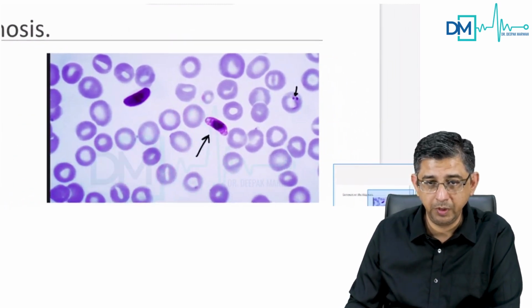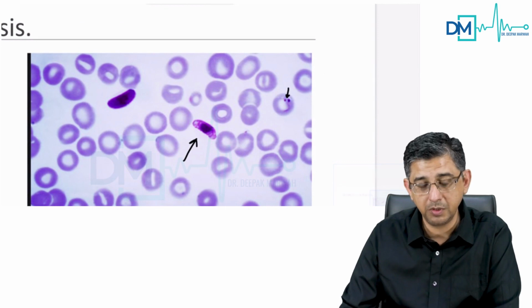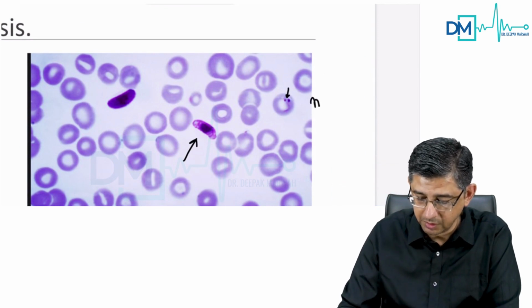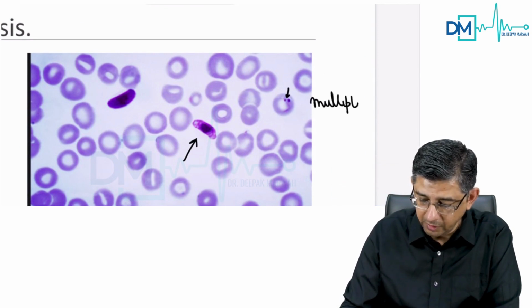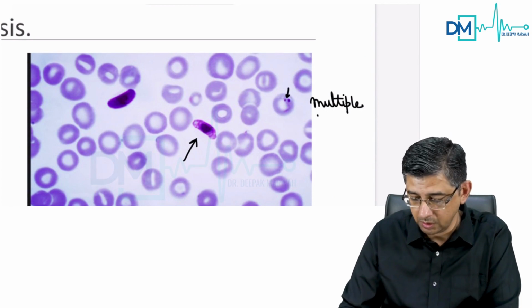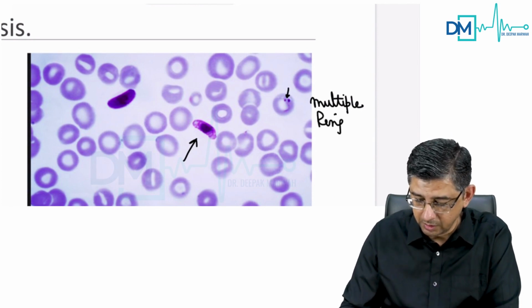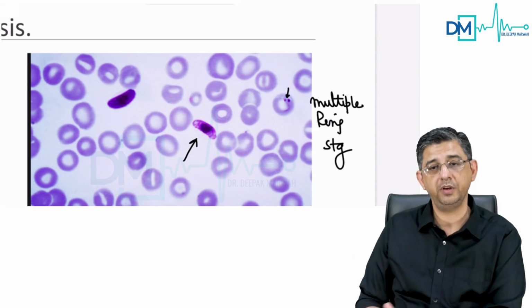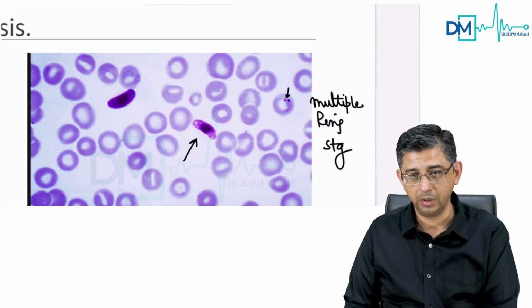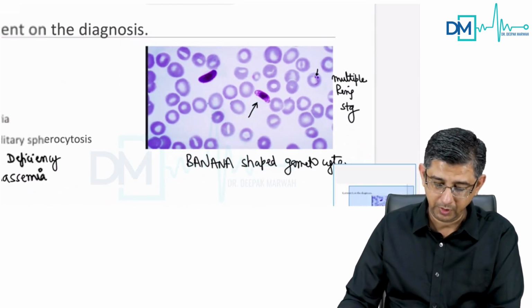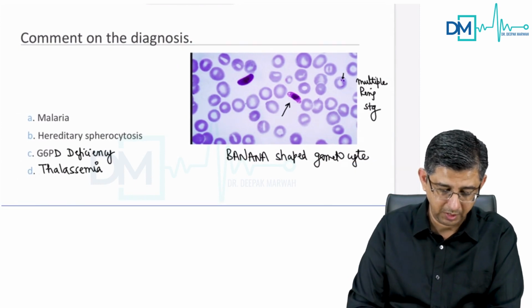In fact, I can just zoom in and show you that in the RBC you can also see the multiple ring stage. Vivax will be having a single ring stage, but here you can see multiple ring stages, which is obviously diagnostic of falciparum malaria. The appearance is also called headphone appearance, and the combination will make you give a diagnosis as A.